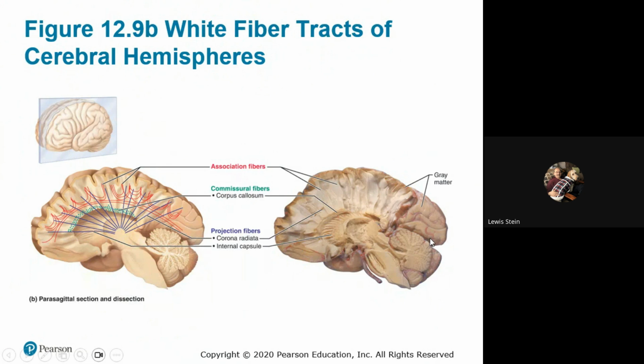You're going to see this opening, this fissure between the occipital lobe back here and the cerebellum. You're going to see this remarkable structure on the cerebellum called the arbor vitae. Arbor means tree and vitae means life.